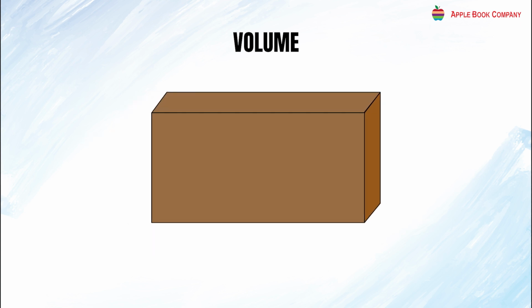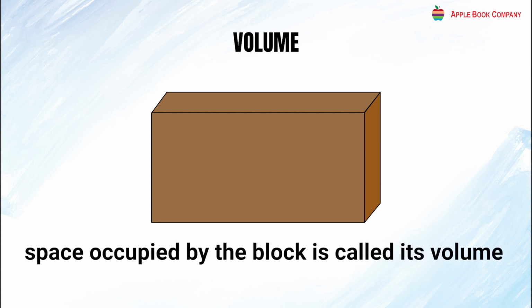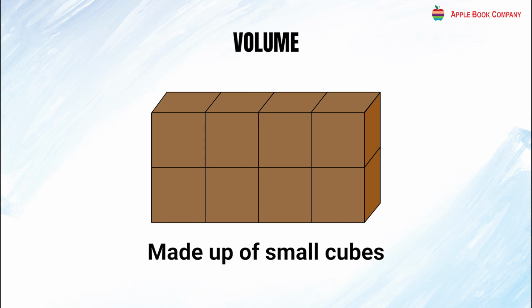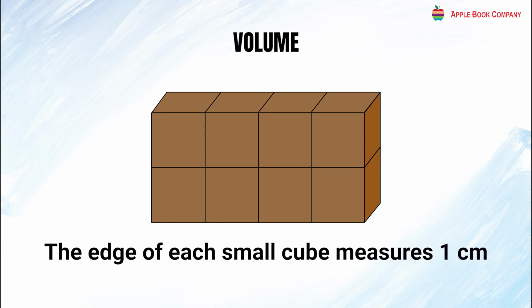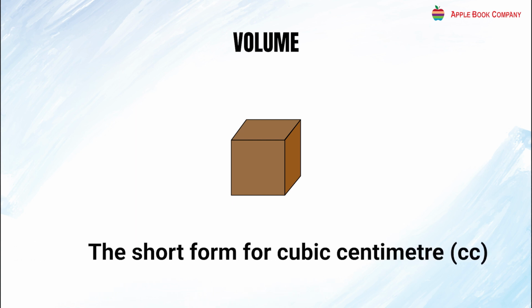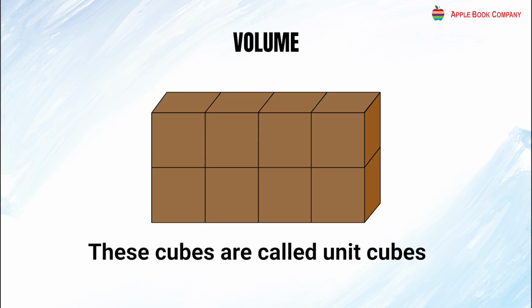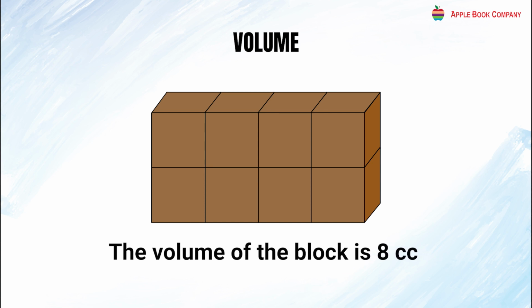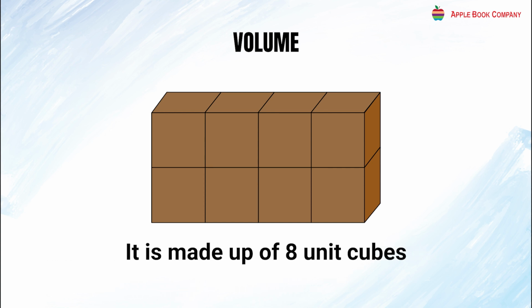Here is a block of wood. It occupies some space. The space occupied by the block is called its volume. Now, look at the block given below. It is made up of small cubes. The edge of each small cube measures 1 centimeter. The volume of each small cube is 1 cc, the short form for cubic centimeter. These cubes are called unit cubes. The volume of the block is 8 cc because it is made up of 8 unit cubes.